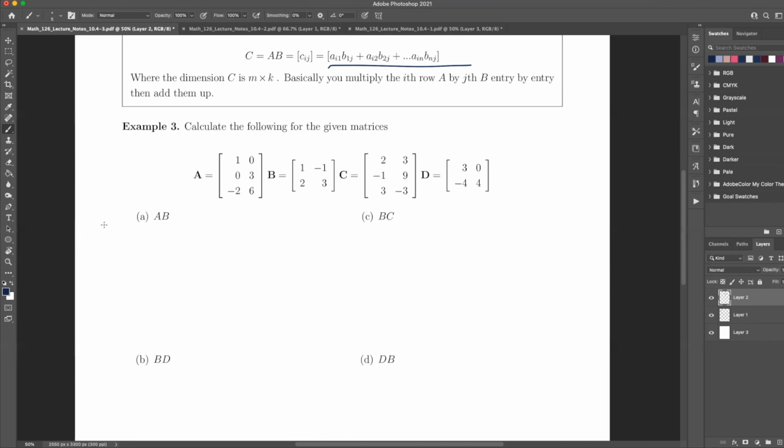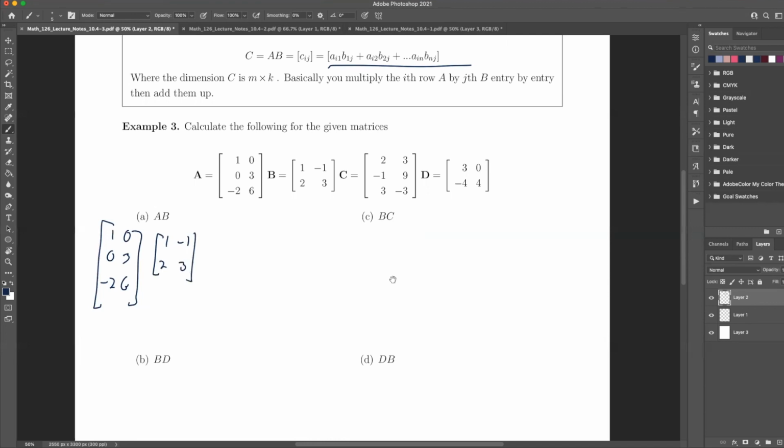So let's just go ahead and do this. Here I have the same matrices. I didn't change them, but now we're going to do multiplication. So here we're going to do A times B. Here I have A, 0, 0, 3, minus 2, 6, and I'm going to multiply that by B. Now, if we were adding or subtracting, we could not do this, but with multiplication, we actually can.